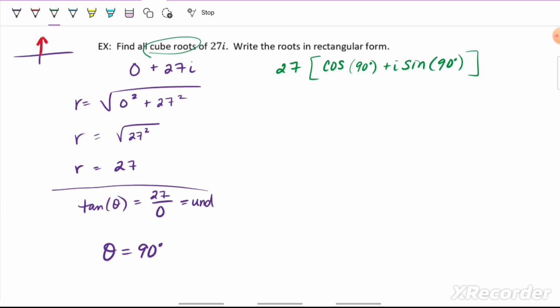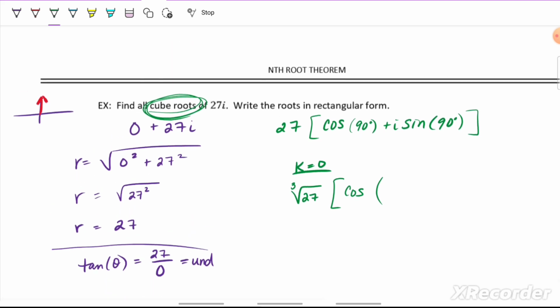So now we want to find all the cube roots. I'm going to start by taking the cube root of my r value. And we're going to have 3 answers here. Right? There's n distinct roots. So since we're doing cube roots, we're going to have 3 answers. We're going to start by finding the first one. This is when k equals 0. We're doing the cube root of 27 times cosine. This is where our formula, I'll rewrite it for us.